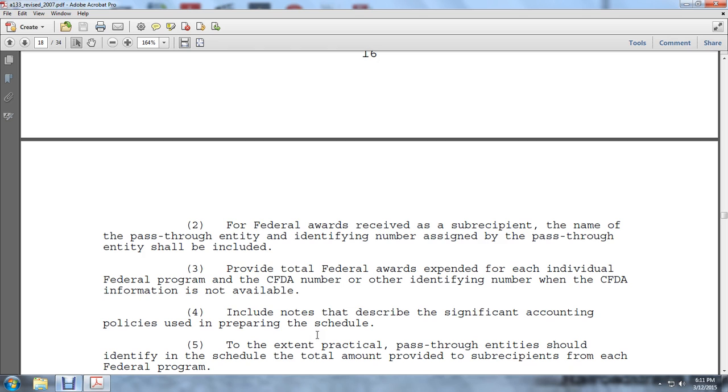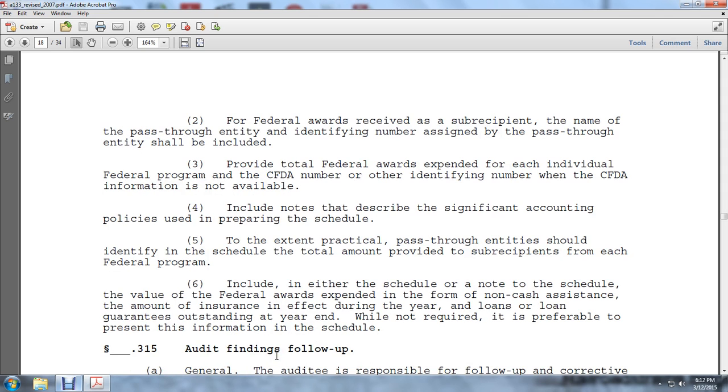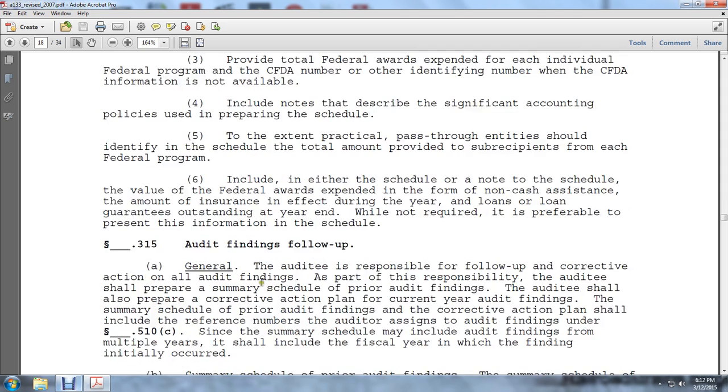available, including notes that describe the significant accounting policies used in preparing the schedule. To the extent practical, the pass-through entity should identify on the schedule the total amount provided to subrecipients for each of the programs. Six, include either on the schedule or in a note to the schedule the value of the federal awards expended in the form of non-cash assistance, the amount of insurance in effect during the year, and the loans and loan guarantees outstanding at year end. While not required, it is preferable to present the information in the schedule.